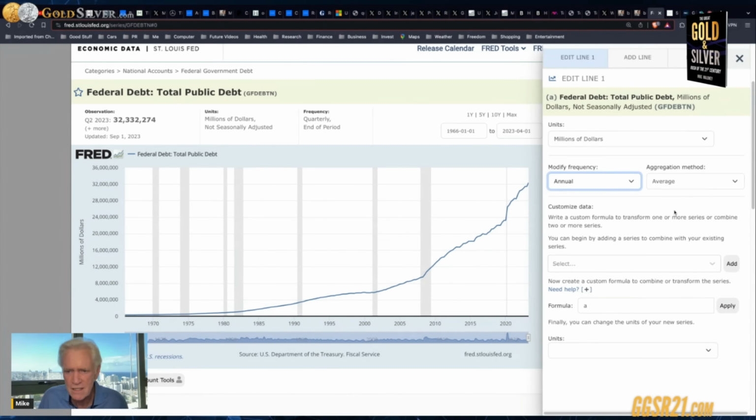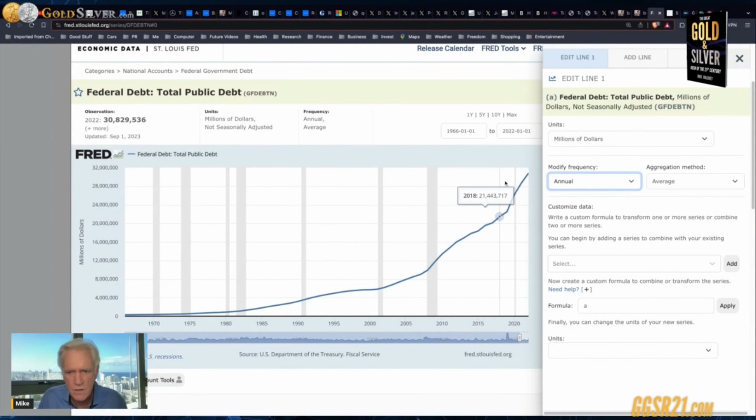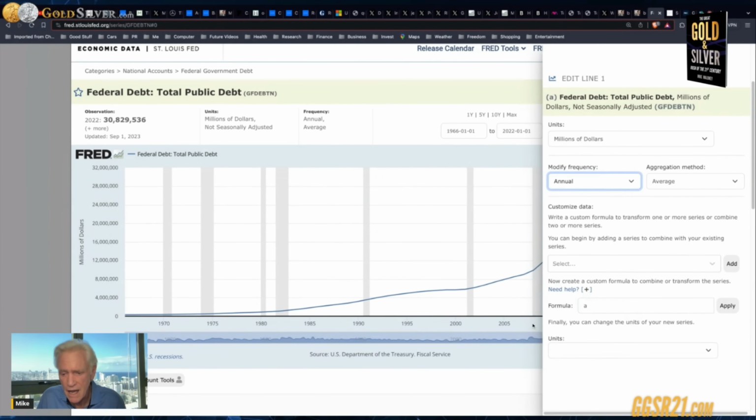So let's switch this to annual. What that does is it sort of smooths the data. Now, since it's annual, it's measured up to the fourth quarter of last year, which I believe is a fiscal year. So that's going to be as of September 30th last year. But what that's done is it's smoothed all of the data nicely.